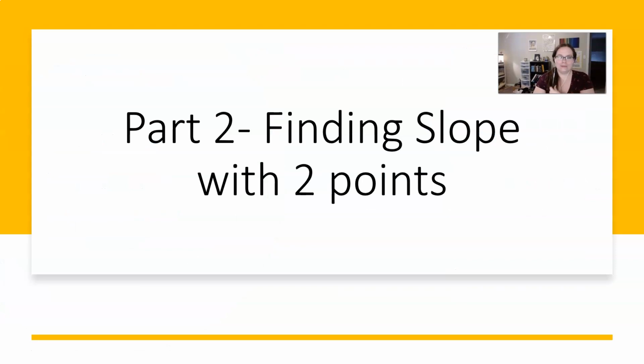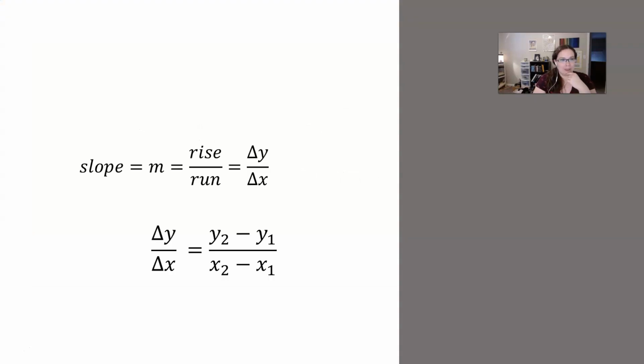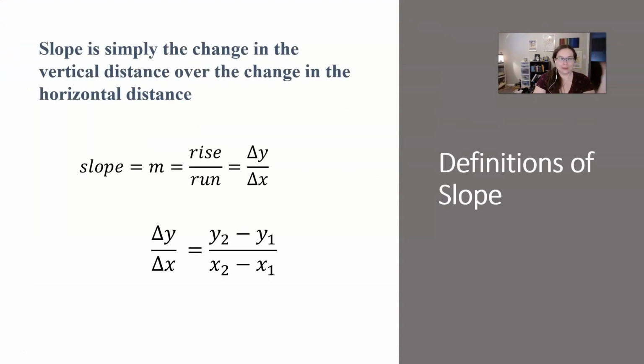The second part of what we talked about, the assignments on the back of that first page, is finding slope from 2 points. So earlier we talked about slope. You've seen this slide before. We talked about how slope equals m in that equation equals rise over run. And you saw this version, but we didn't really talk that much about it.